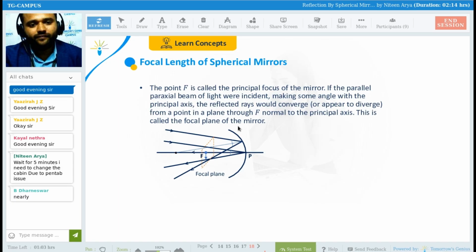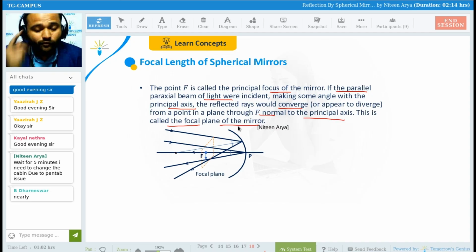So the point F is called the principal focus of a mirror. If a parallel paraxial beam of light were incident making some angle with the principal axis, the reflected rays converge or appear to diverge from a point P in a plane through F normal to the principal axis. This is called the focal plane of the mirror. Okay, so this is your focal plane.